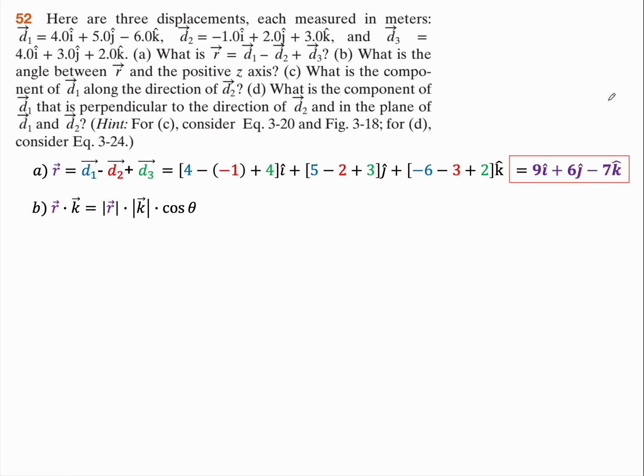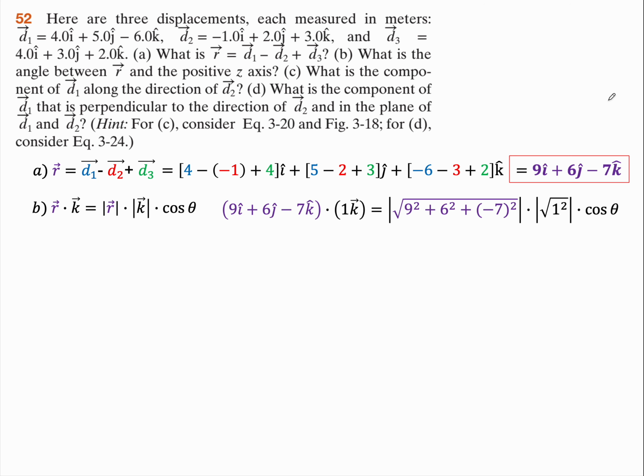Well, the positive z-axis is along k hat. And so I'm just simply going to use k hat for that vector. And if you remember, an easy way to figure out the angle between two vectors, you can either use dot product or cross product. Dot product is just so much easier to calculate. I'm just going to use the dot product in this case. So going ahead and do the dot product.